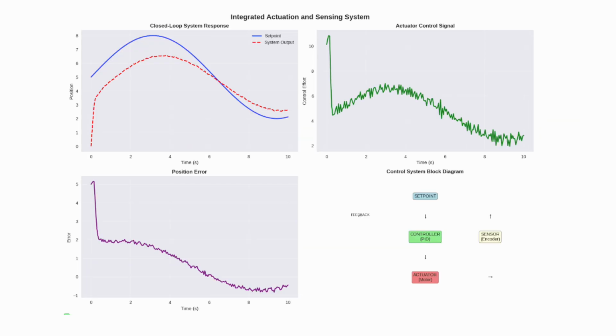Integrated actuation and sensing systems, and these are the closed loop system response, actuator control signals, position error, and control system block diagram, which has feedback, set point, controller, sensors, and actuators associated.